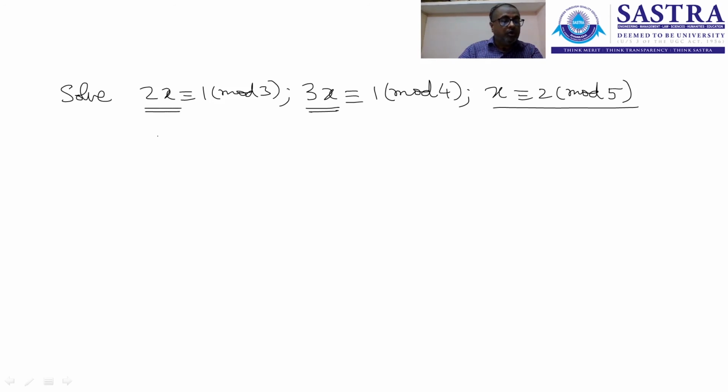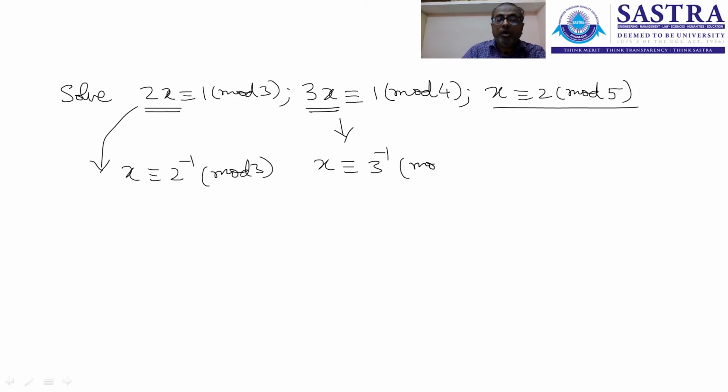So now what we do here is first I will convert these two into a congruence equation where the coefficient of x is 1. I can write it like this: x congruent to 2 inverse mod 3, and x congruent to 3 inverse mod 4. Okay, so now I have to calculate this.